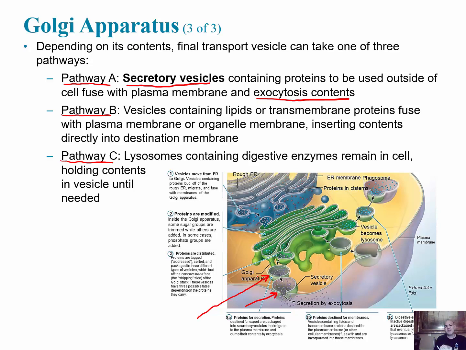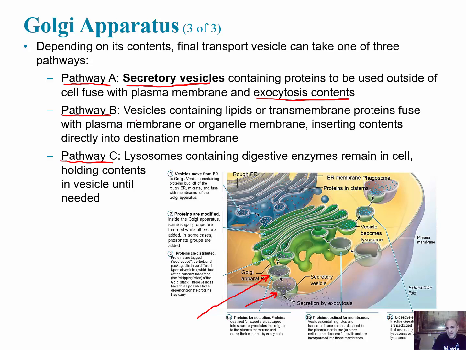An example of this would be the pancreas cells that release insulin into the extracellular fluid, so the insulin can get into the blood supply and then be circulated around to find its target cells, so the insulin can do the work of modifying those cells' metabolic activity.